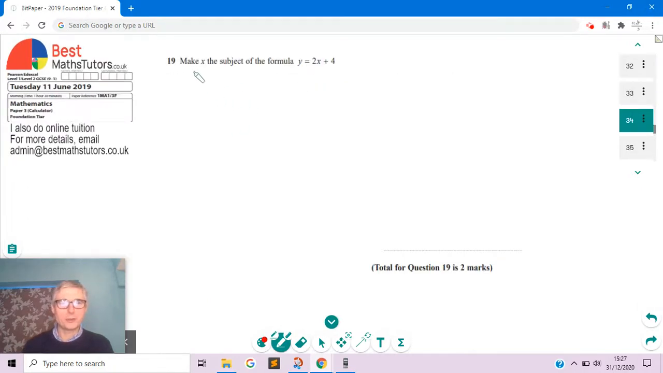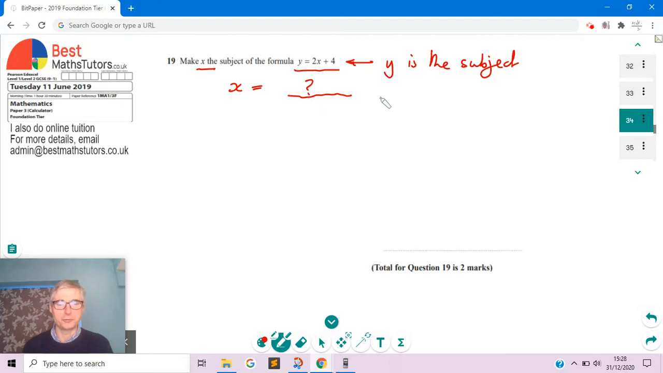Question 19 is a question where we've got to make X the subject of this formula, which is Y equals 2X plus 4. So what that means is that hopefully, eventually, we're going to end up with X equal to something that we need to work out. So this is the bit that we've got to work out here. Currently, at this point, Y is the subject. So the subject is always the one that's on its own equal to something.